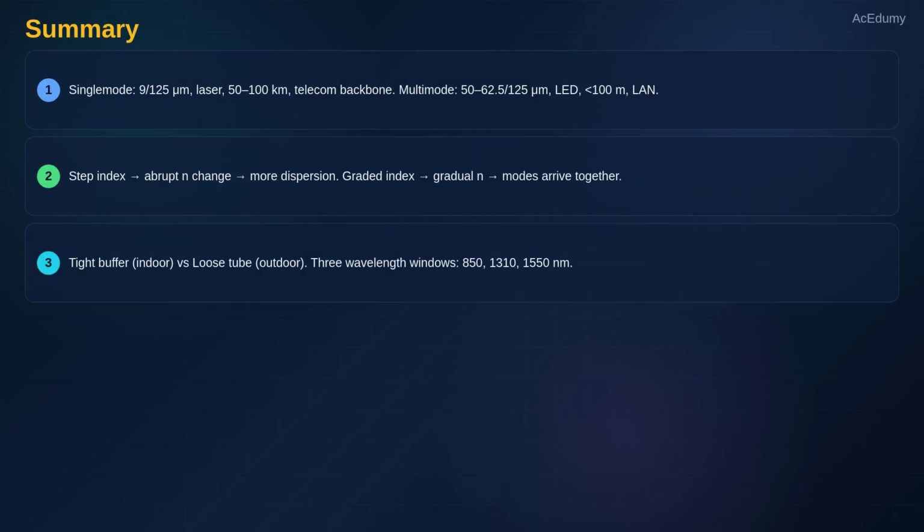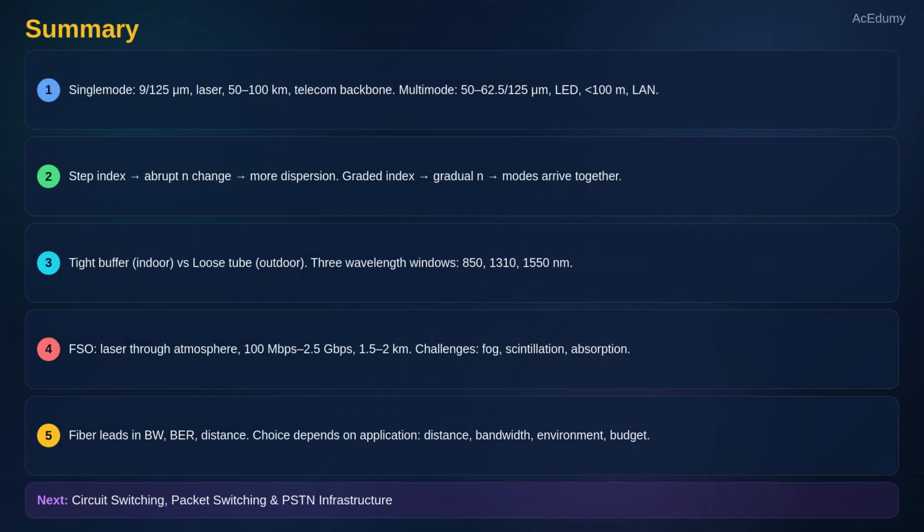Let us summarize today's lesson. Single mode fiber: 9/125 micron core, laser source, 50 to 100 kilometer range, ideal for telecom backbone. Multimode fiber: 50 or 62.5/125 micron core, LED source, under 100 meters, used for LANs.